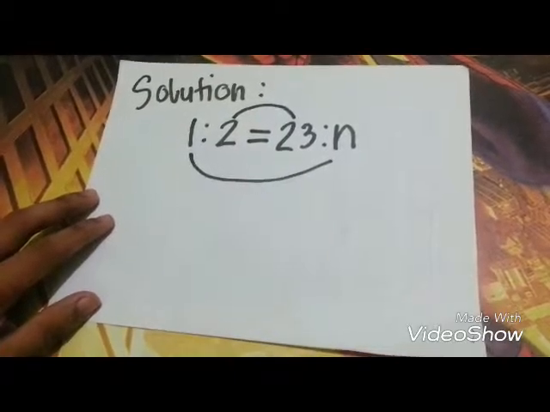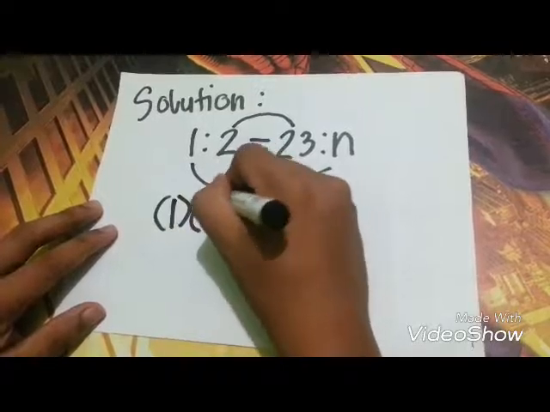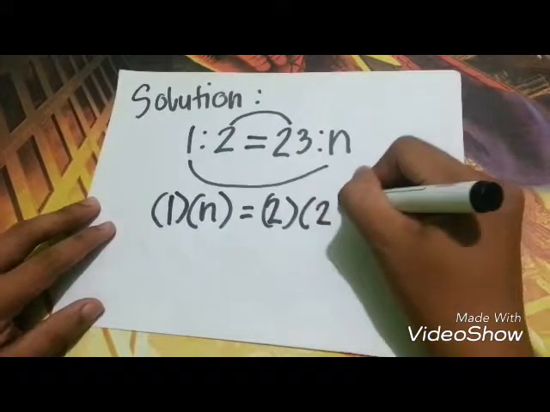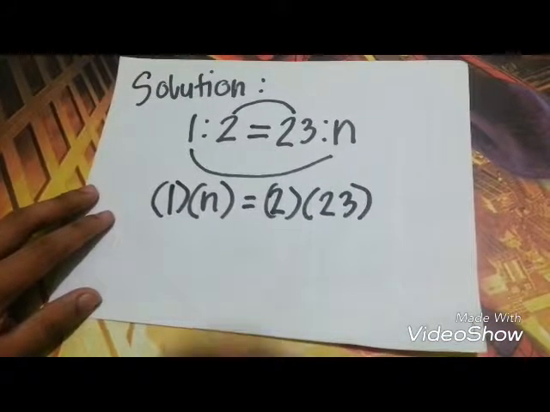Next step is to go ahead and simplify the equation. Now we already found the value of n, which is 46.